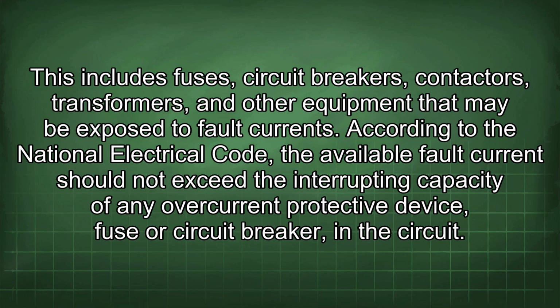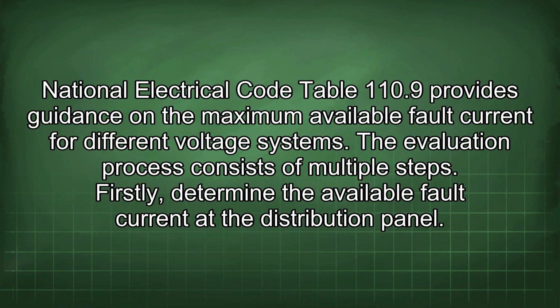According to the National Electrical Code, the available fault current should not exceed the interrupting capacity of any overcurrent protective device, fuse, or circuit breaker in the circuit. National Electrical Code Table 110.9 provides guidance on the maximum available fault current for different voltage systems. The evaluation process consists of multiple steps.